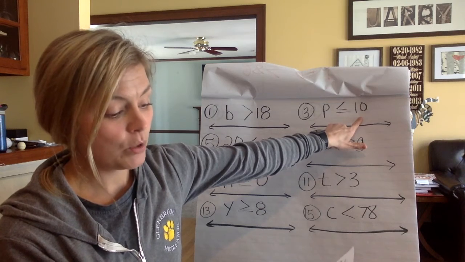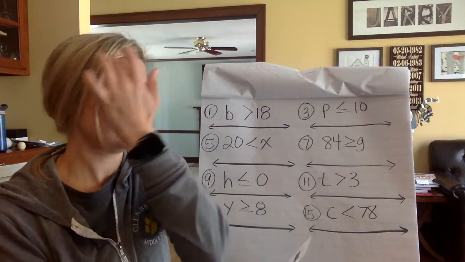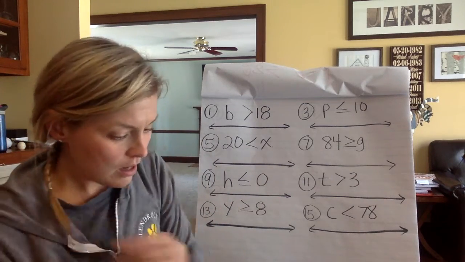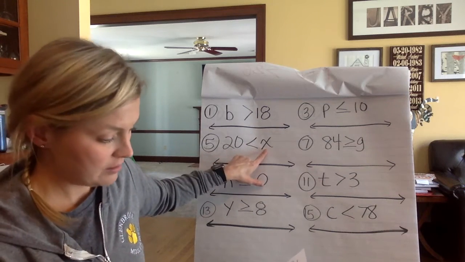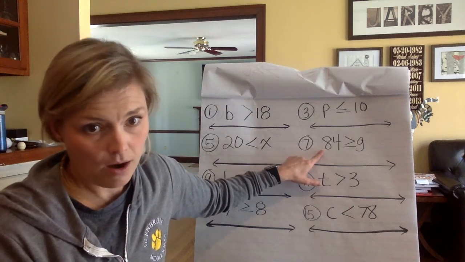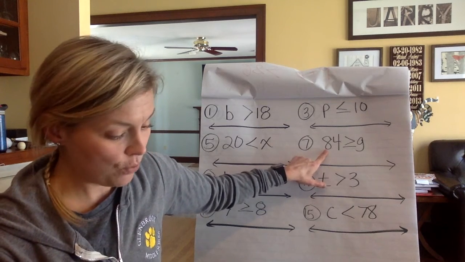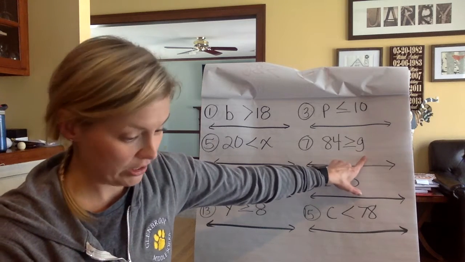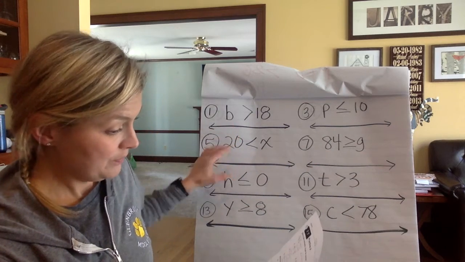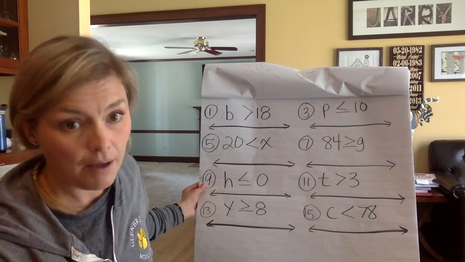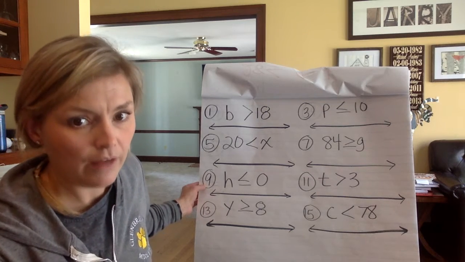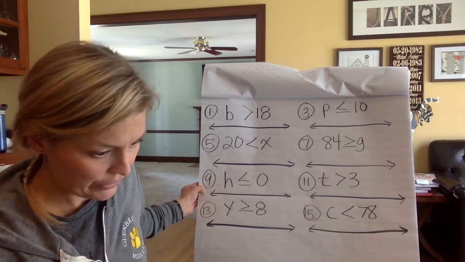In number 5, we would be dividing by 10 on both sides because x is being multiplied by 10. So we want to do the opposite. Okay, so we end up with 20 is less than x. In number 7, we would want to multiply by 4 on both sides, leaving us with 84 is greater than or equal to g. Okay? Looking at number 9, we would have to multiply by 4 on both sides, and remember that 0 times 4 is 0, so we're left with h is less than or equal to 0.